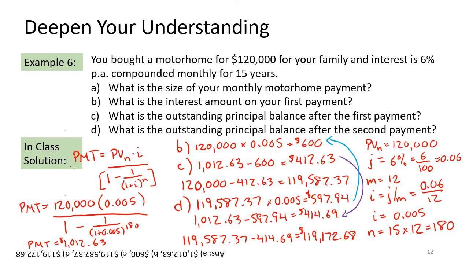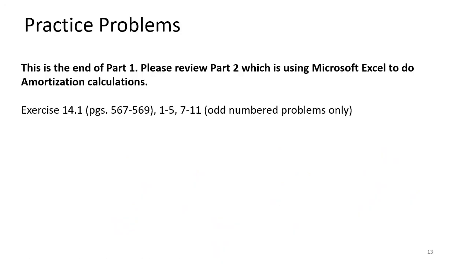Okay, so I've showed you how to do by hand the first payment and the second payment calculations. In this next part, I'm going to show you how to do it in Microsoft Excel. So that is the end of this part of the lecture. Again, I'm calling this part 1. I am doing a part 2, which will be just like previous videos where I record my screen on Microsoft Excel. It'll be a separate video with a separate link.